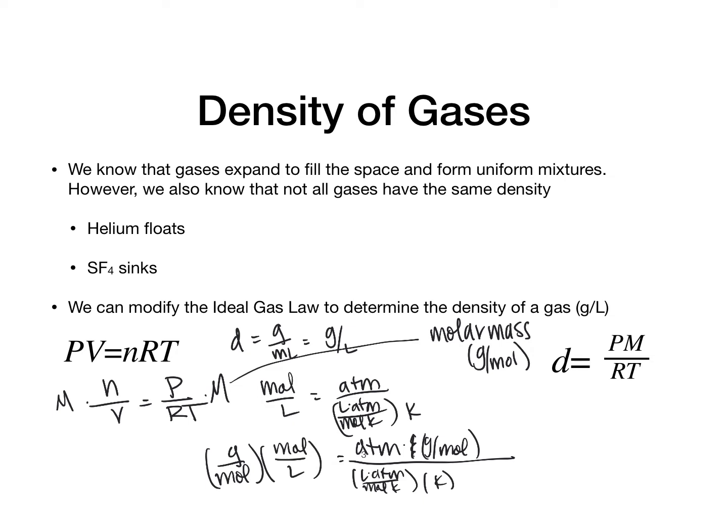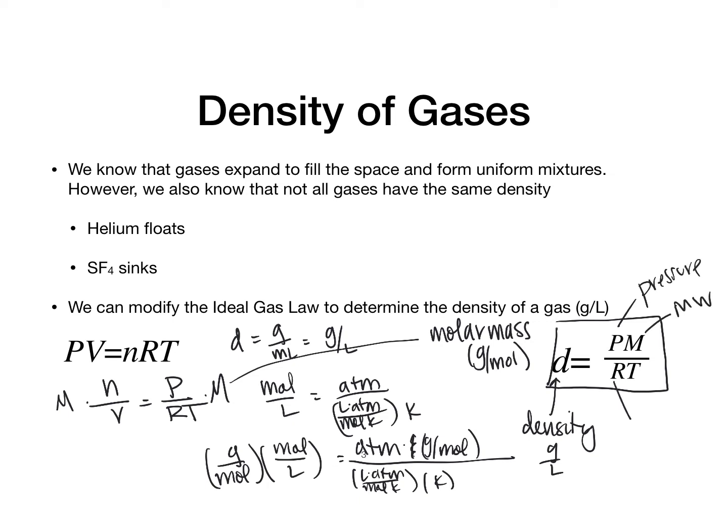And so in this case, we can now derive this equation. So this is the density of a gas in grams per liter, and then we're going to have the pressure. This is the molecular weight. R is the ideal gas constant, and T is the temperature in Kelvin. And so we just need the molar mass or the molecular weight in order to find the density.